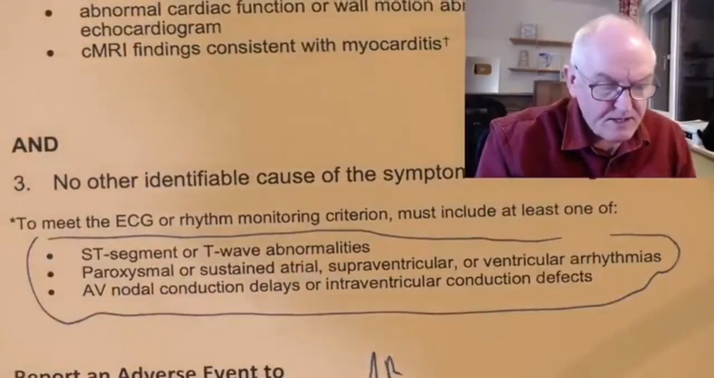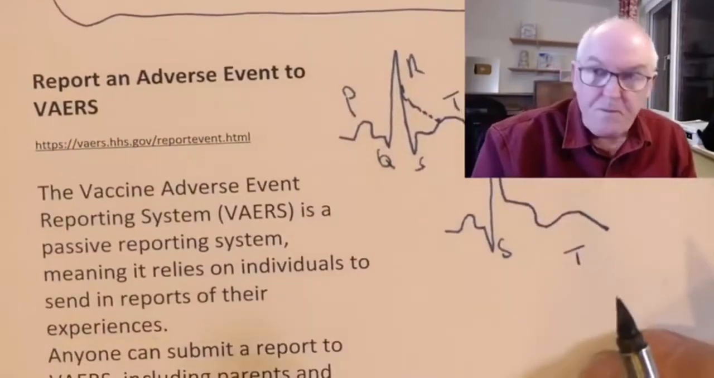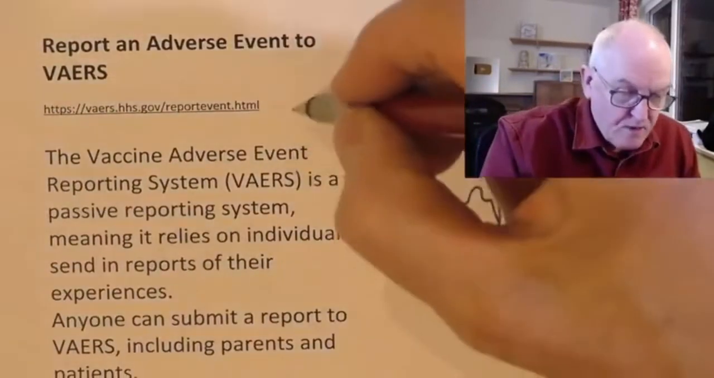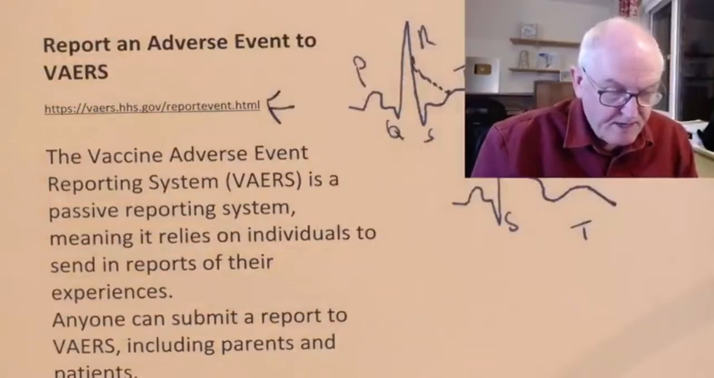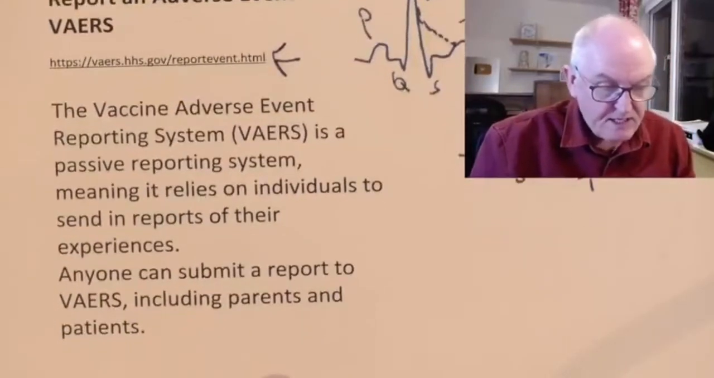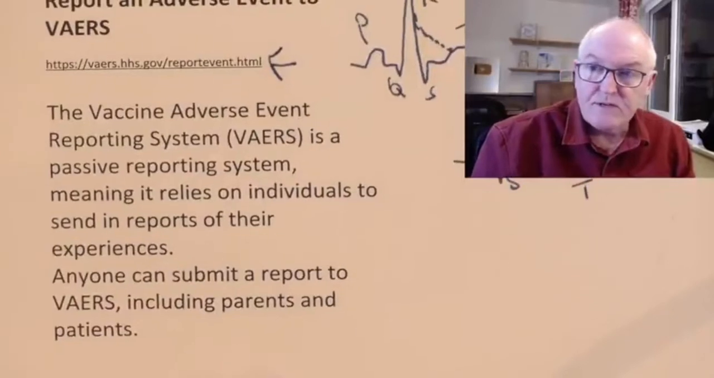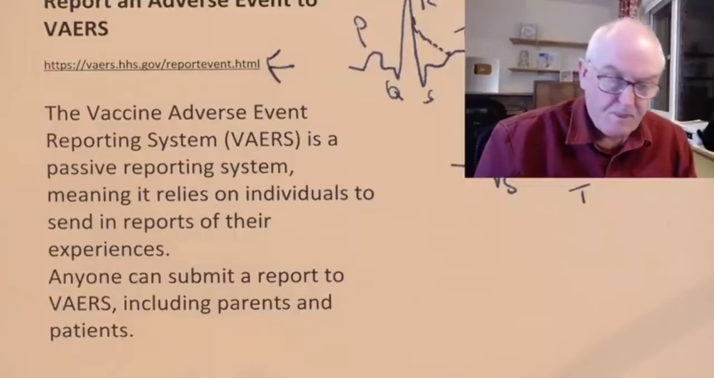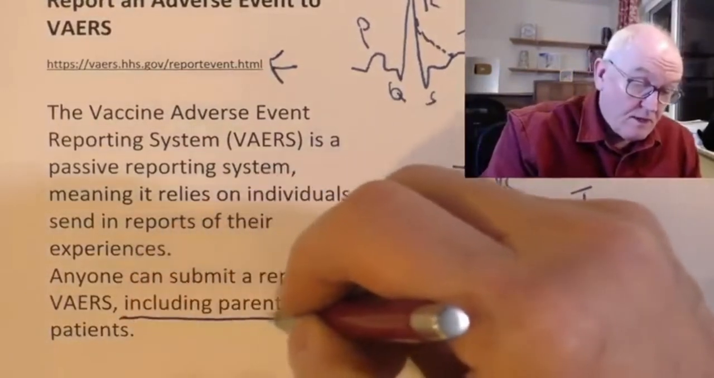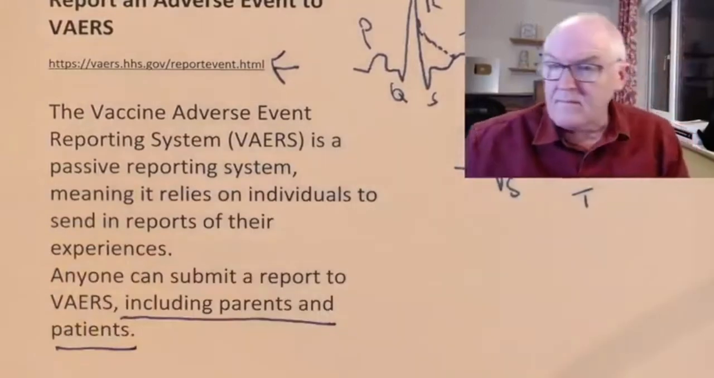Now, reports on the VAERS system. It says this on the VAERS website here. The Vaccine Adverse Event Reporting System is a passive reporting system, meaning it relies on individuals to send in reports of their experiences. Anyone can submit a report to VAERS, including parents and patients. So anyone can do it. Or can they? Because let me just show you the form that needs to be filled out.